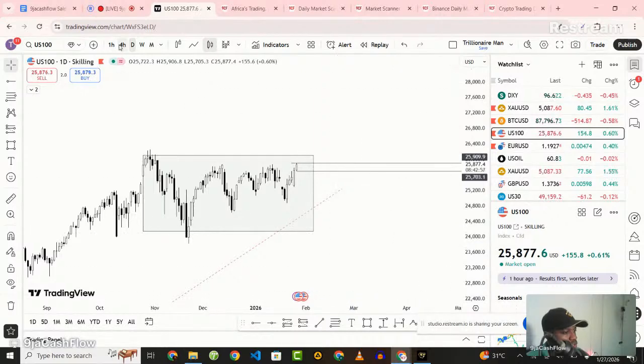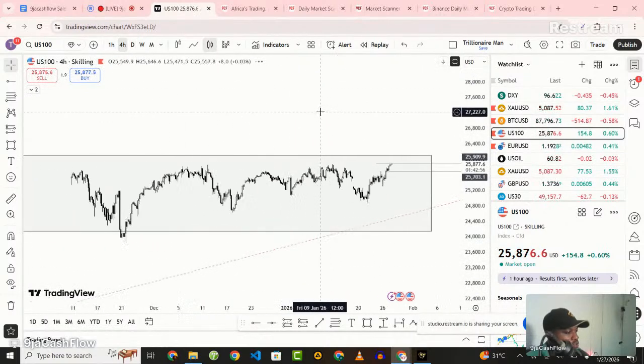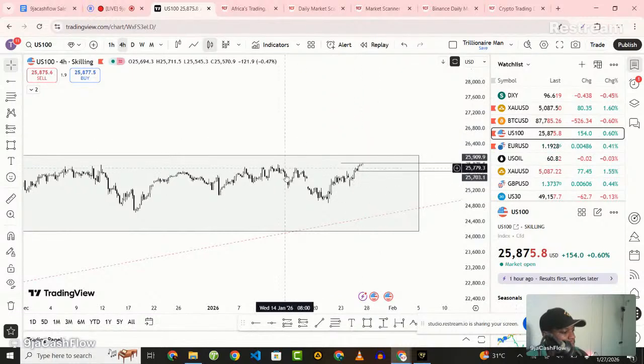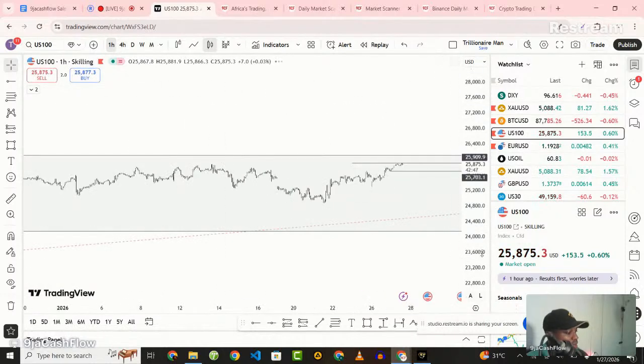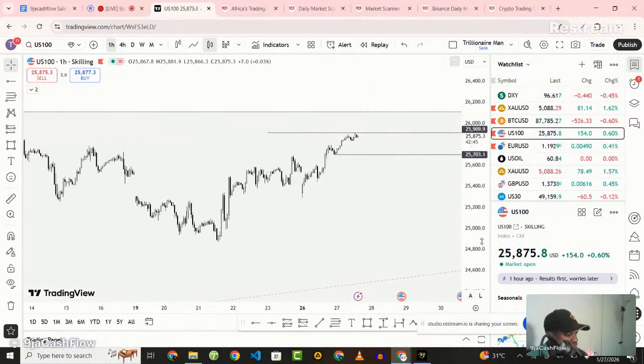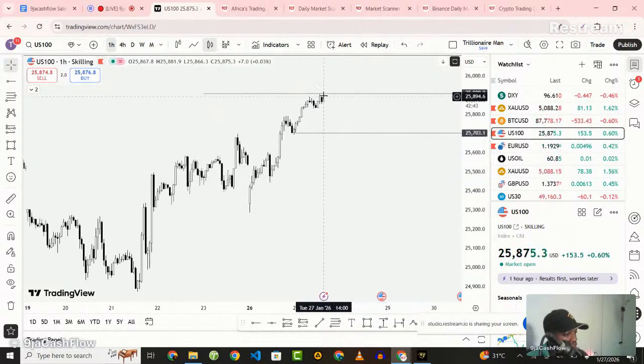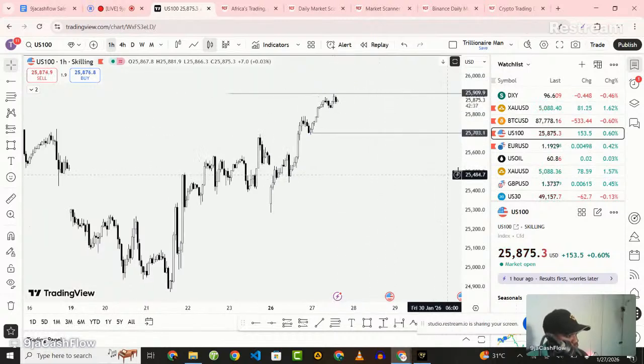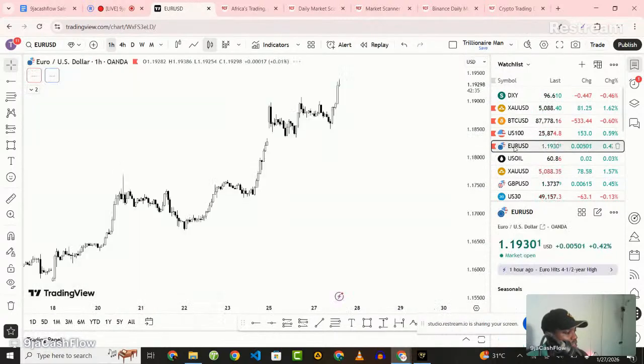Okay, so moving to 4 hour. So 4 hour is also bullish. 1 hour is bullish. So if we have any opportunity of coming towards the low of the day, we can buy back. So this is pretty bullish. So let's do the final one, Euro USD.